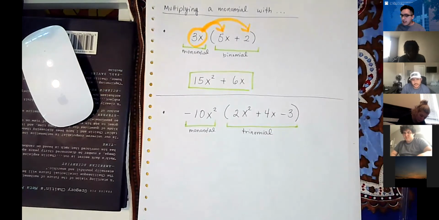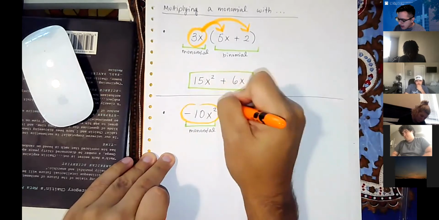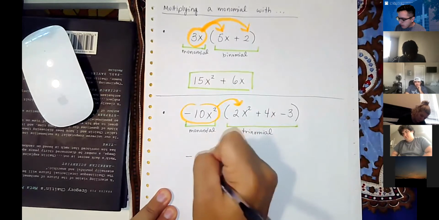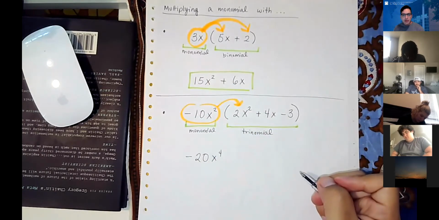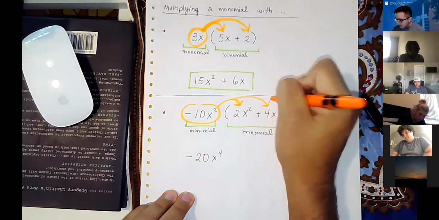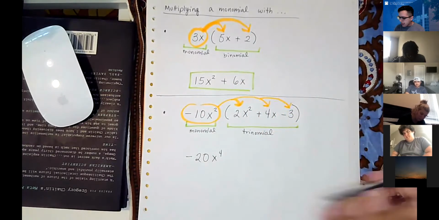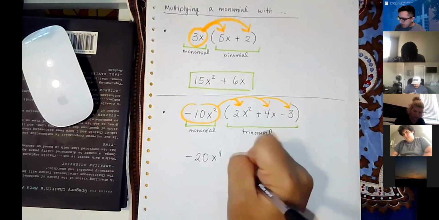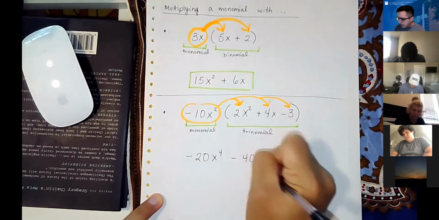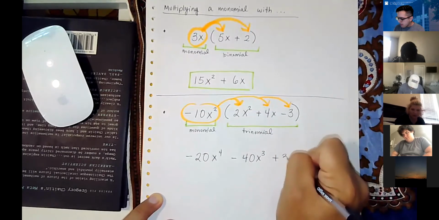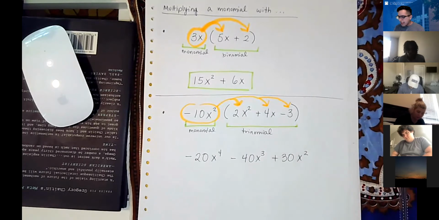Would it be negative 20x to the fourth? Yeah. So our first term, we're going to take this negative 10 and distribute it to the first term. So multiply it by the first term, and we should get negative 20x to the fourth. We'll distribute it to each of the terms though. And then what should the second term be? Negative 40x to the third. Yeah, negative 40x to the third. And then the final term? Plus 30x squared. Cool. Yeah, that looks good to me.